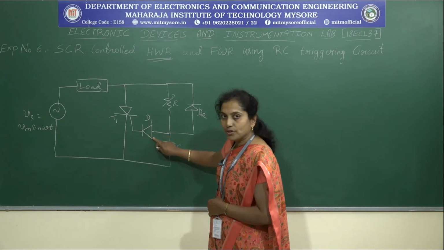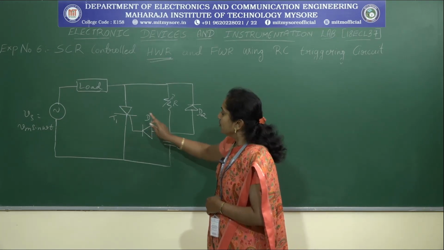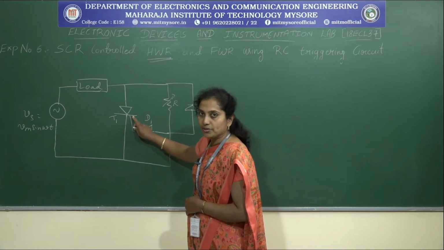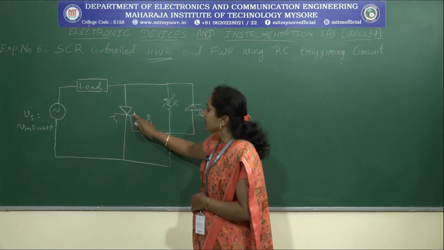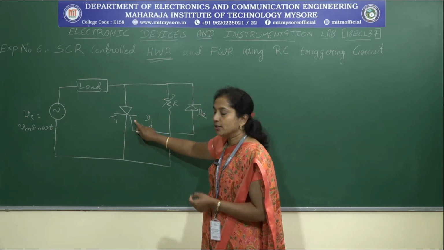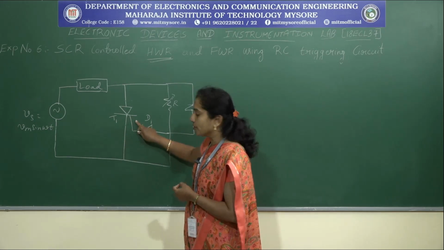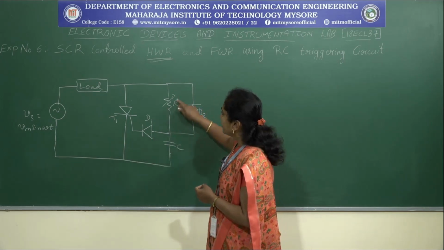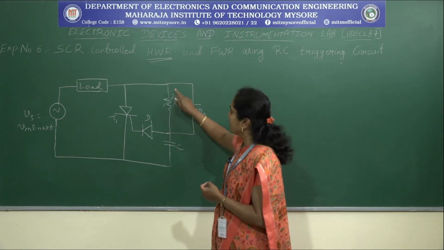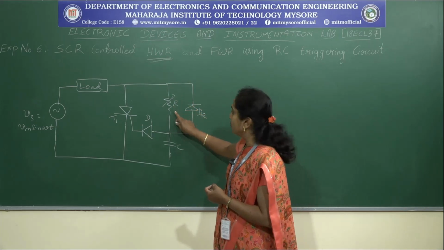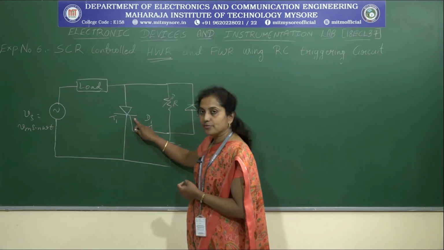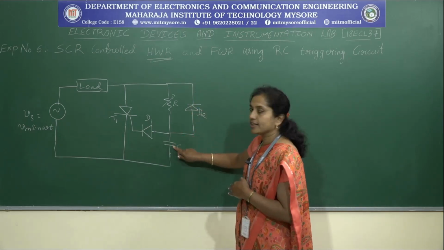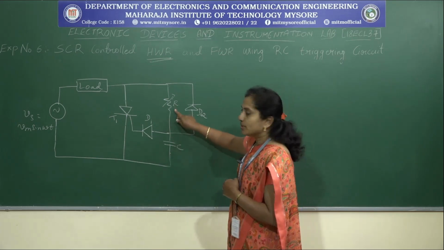Why are we using diode D1? The diode D1 ensures that no negative pulse is applied to the gate of the SCR. Gate is always a positive pulse with respect to cathode, that means positive voltage with respect to cathode. And the next is R, the variable resistance, which limits the current through the gate of the SCR. The diode D2 helps to charge the capacitor through resistance R.